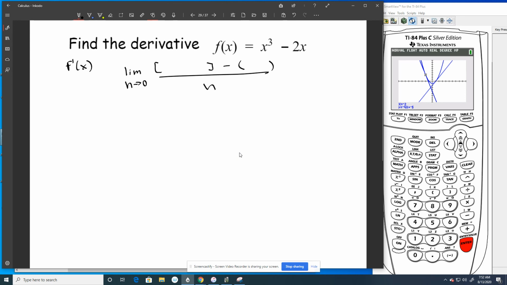So I always start with this outline. And remember, in the parenthesis, I plug in x cubed minus 2x. And in the bracket, instead of x, I need to put my x plus h. So this becomes x plus h cubed minus 2 multiplied by x plus h. Everywhere there is an x, I need to put an x plus h.